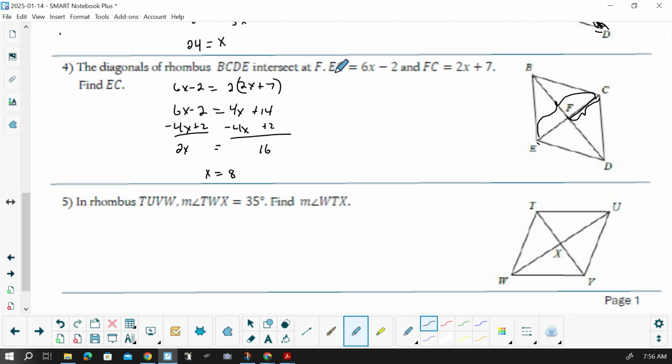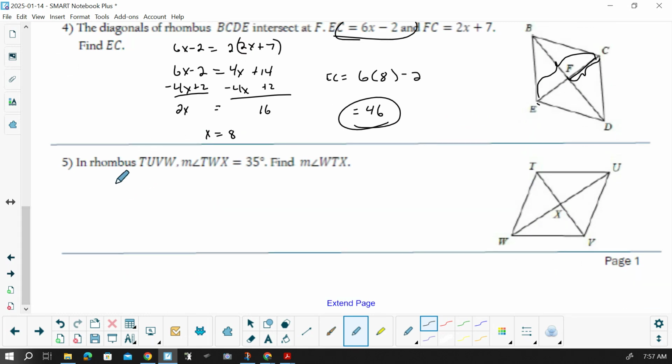Question says find EC. EC is the whole big long line. So EC is 6x minus 2. I now know my x is 8. I'll put that right there. 6 times 8 minus 2. 6 times 8 was 48. Minus 2 is 46. So we get EC equals 46.